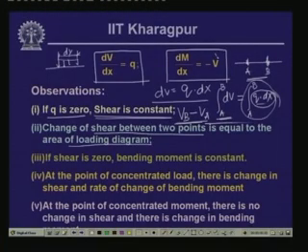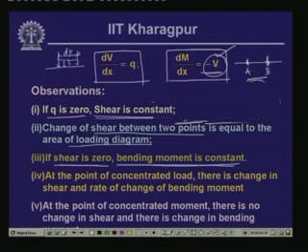Now, from this particular expression, dM/dx equals minus V, if shear force is equal to 0, then bending moment is constant, and this is what we have observed right now. Now, if we would like to calculate the change in bending moment between these 2 points B and A, as we have done for the shear force, then what do we get? Here, if you integrate again, integrate dM over the region A to B, this is equal to integral of minus V dx from A to B.